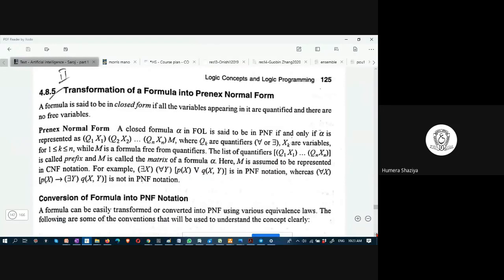A formula is said to be in closed form if all the variables appearing in it are quantified and there are no free variables. When do you call a variable a free variable and when do you call it a quantified variable? Well, when there is a quantifier. What are the quantifiers? There are two quantifiers, for all and there exists. These are the two quantifiers.